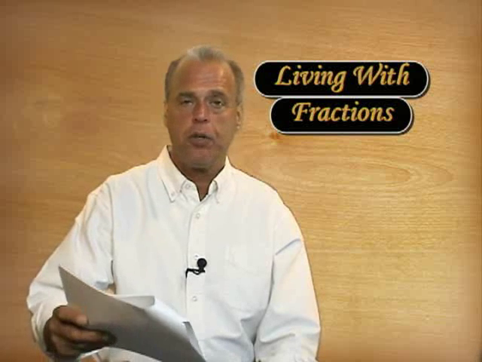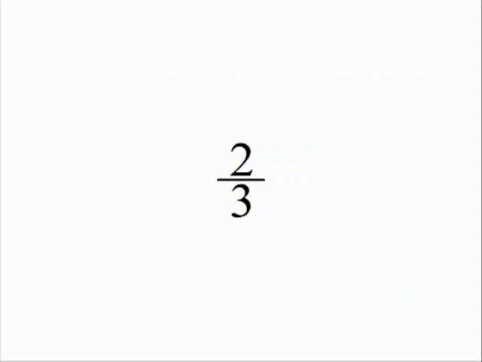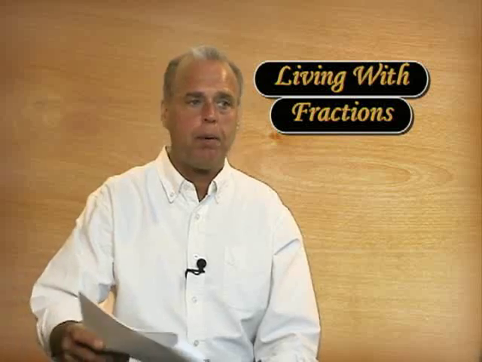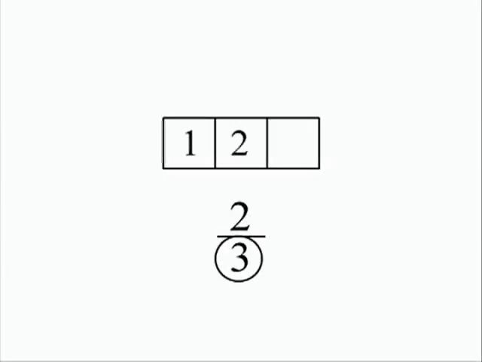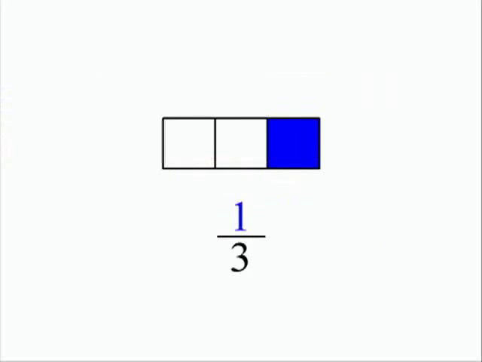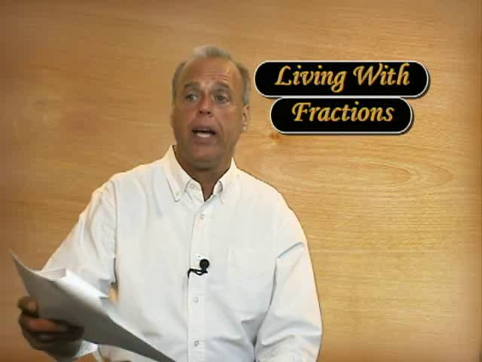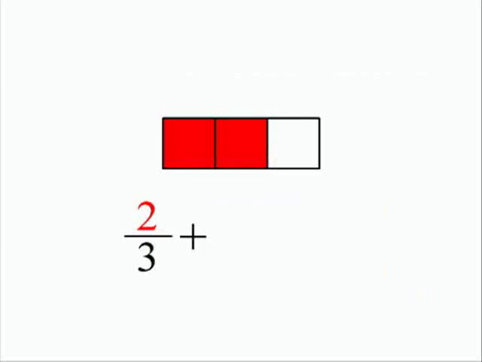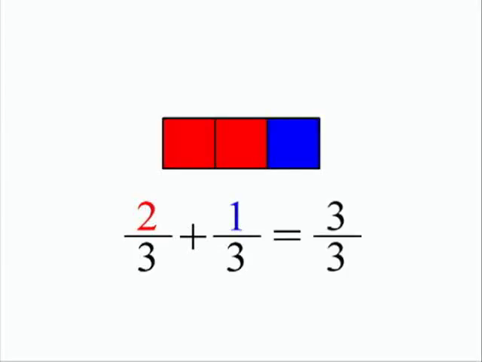Now what about the fraction 2/3? What can you tell me about that? Okay, something was cut up into 3 equal parts, and we're talking about 2 of them, or 2 parts out of 3 parts. And the part we're not talking about is 1 part out of 3 parts. And if you add these 2 fractional parts together, 2/3 to 1/3, you get 3 parts out of 3 parts, or 3/3, which equals 1 whole unit.